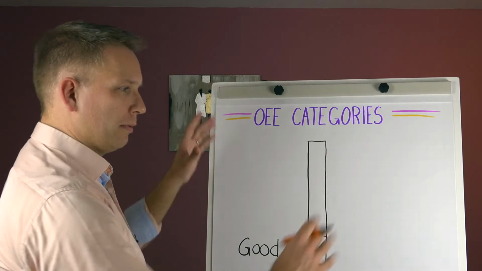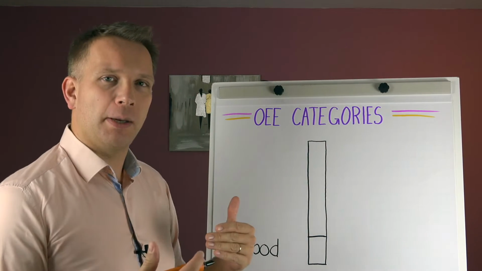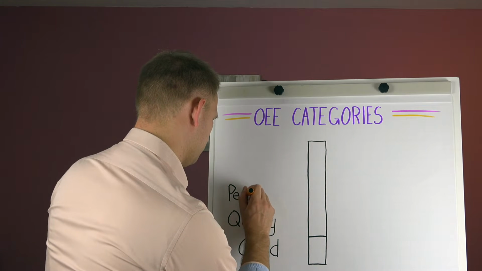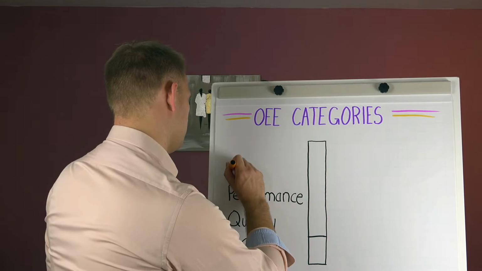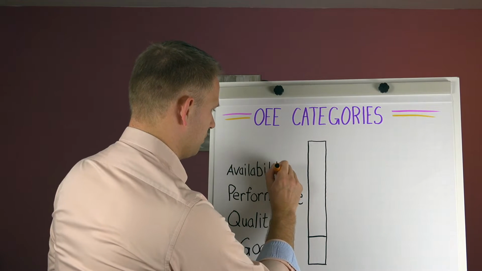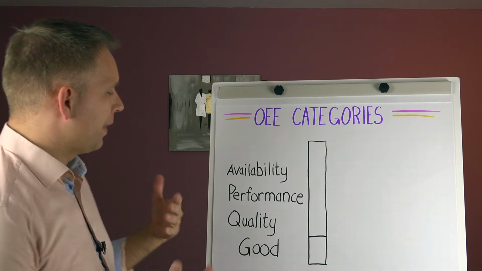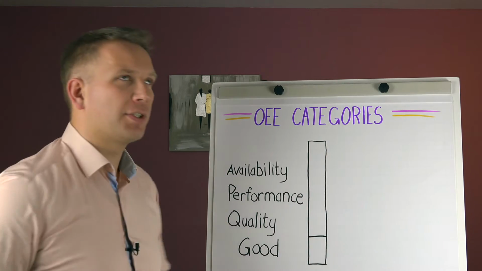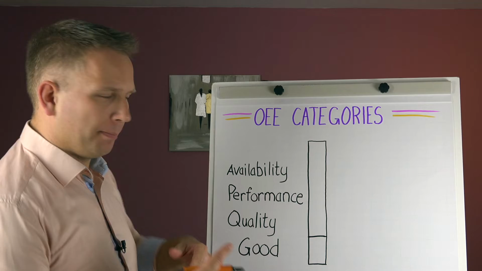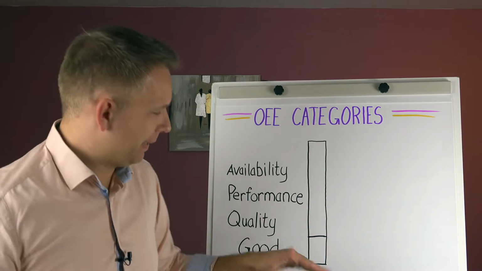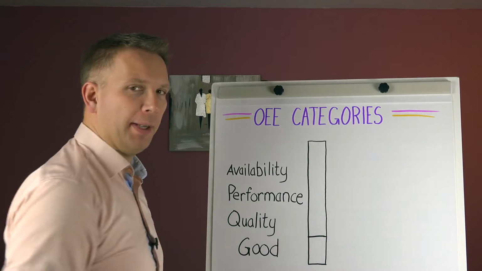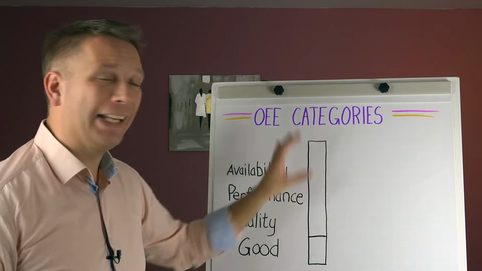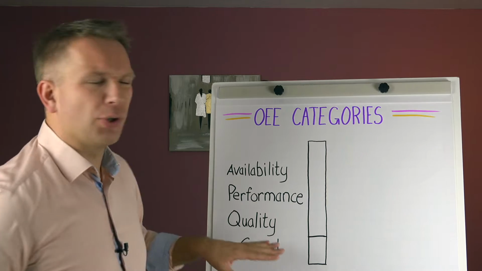Because the other thing is to split up these wastes into a couple of categories. So what it splits it up into is your quality wastes, your performance wastes, and your availability wastes. But also, if you take this amount of time divided by the total time, so when we, for instance, check good divided by total, we get the OEE.